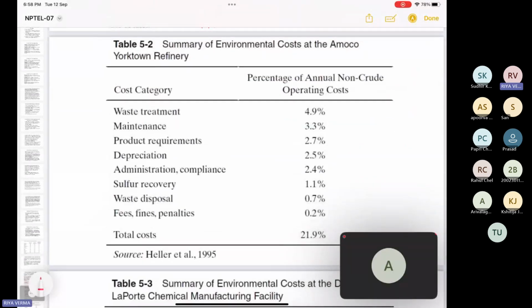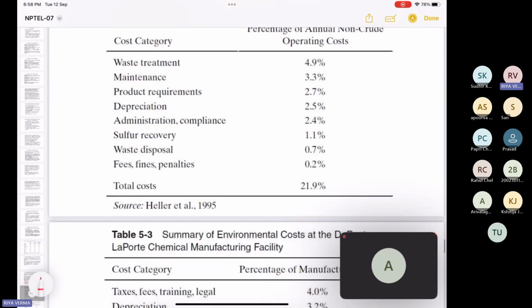This is a summary of the environmental costs at the Amoco Yorktown refinery. These are the cost categories, and these are the percentages of annual non-crude operating costs. In waste treatment, 4.9% is the cost we have of the total annual non-crude operating costs. Then for maintenance, we have 3.3%, product requirements 2.7%, depreciation 2.5%, and some other costs that are there, and the total cost is 21.9%.